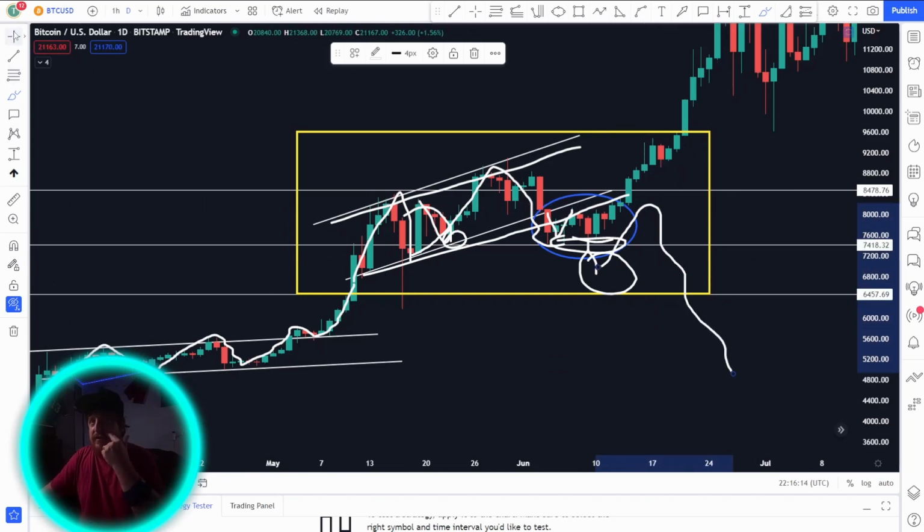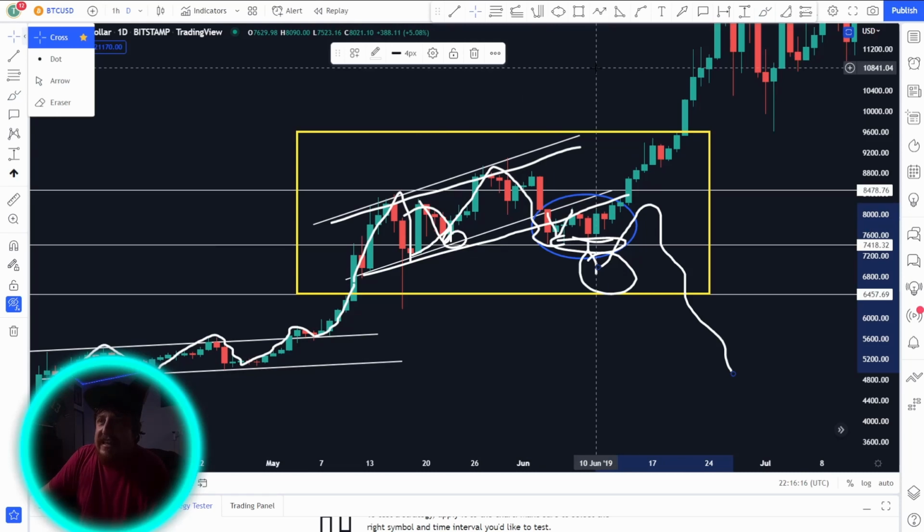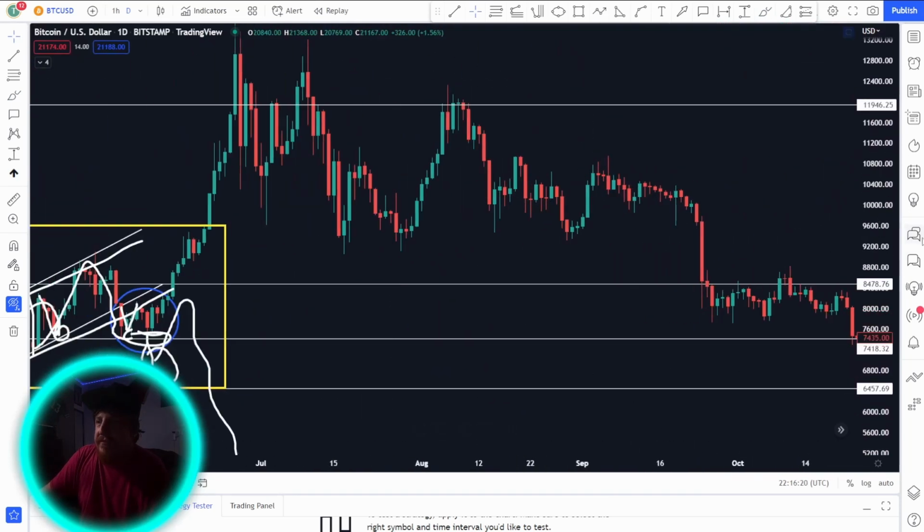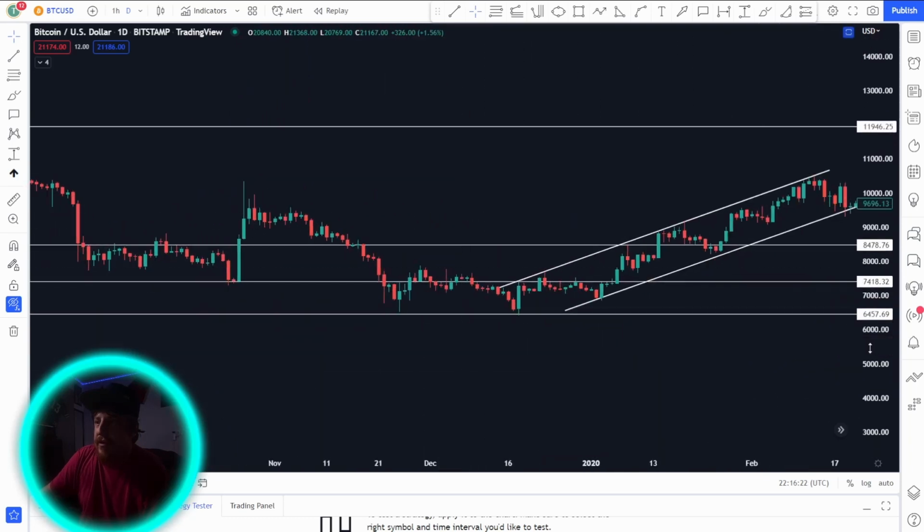So that's kind of where that one's a little bit of an outlier, but as you see, the key was it never broke structure, right? So now we're going to zoom out and see if we can find some of our other examples here real quick. Okay, here's another one.